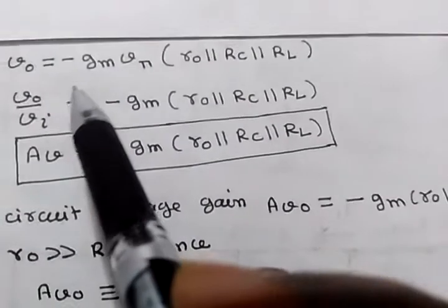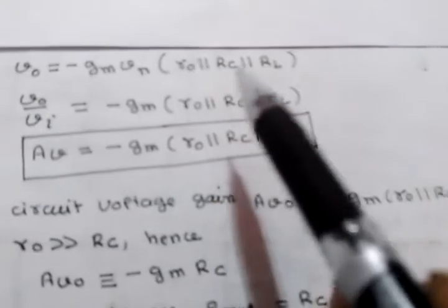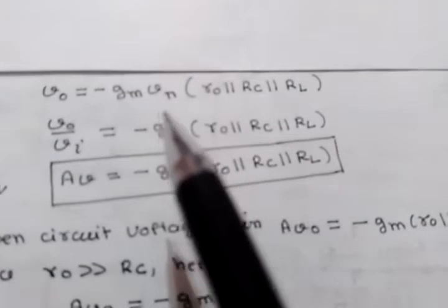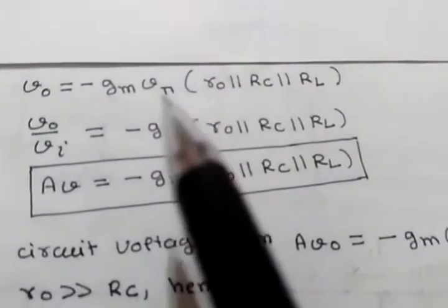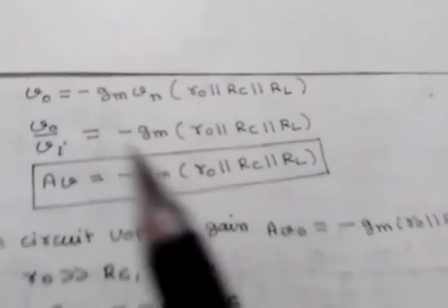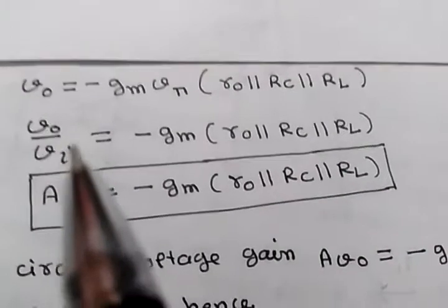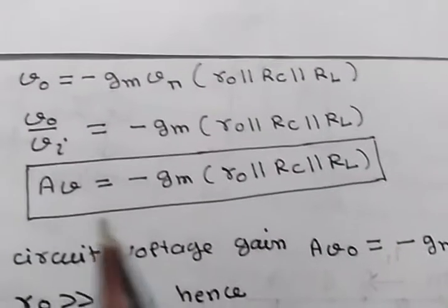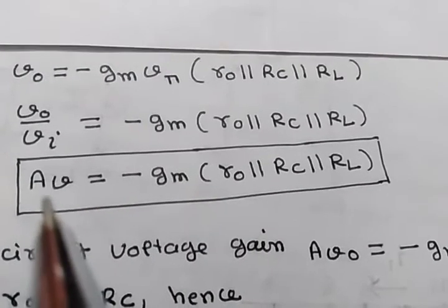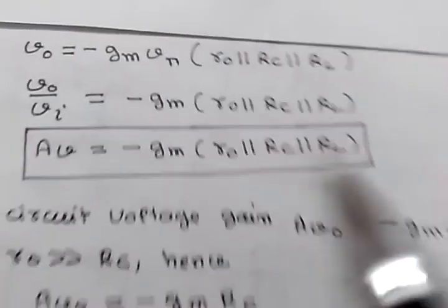So output voltage can be written as Vo equals minus Gm Vpi into Ro parallel Rc parallel RL. Vpi is equal to Vi and then divide Vo by Vi. In this way we can write Vo upon Vi equals minus Gm Ro parallel Rc parallel RL, and Vo upon Vi is the voltage gain. So expression for the voltage gain is Av equals minus Gm Ro parallel Rc parallel RL.